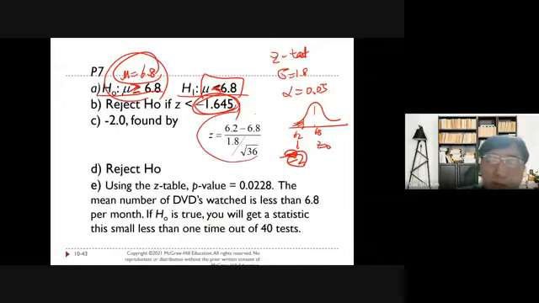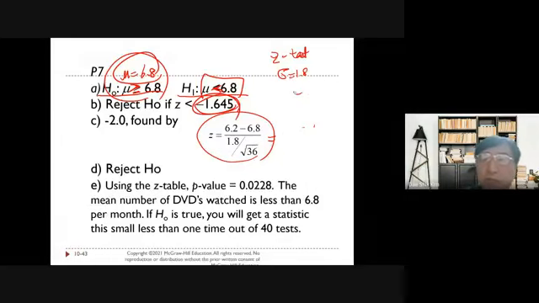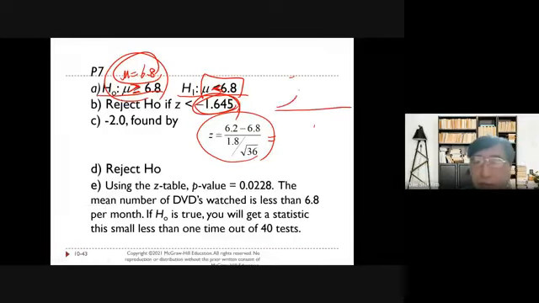When you calculate this one, it was minus 2. Then what is your conclusion? That is minus 1.645. This is z star. Our calculated test statistic is minus 2. Here, this is smaller than, so it's far from, it is in the rejection area. H0 will be rejected.